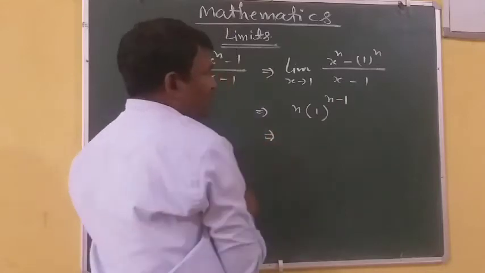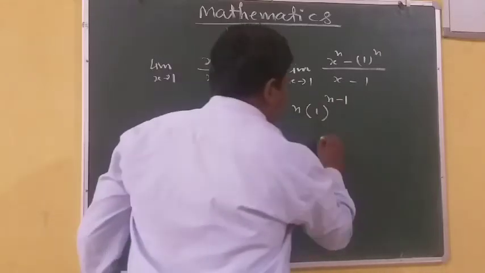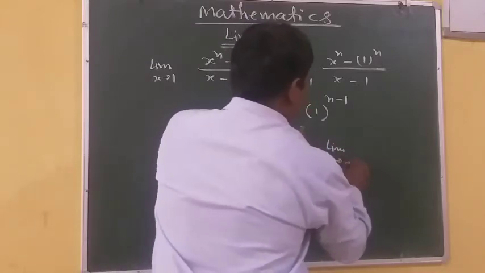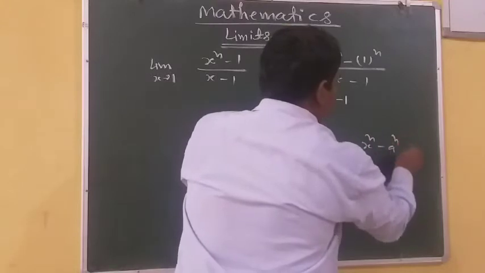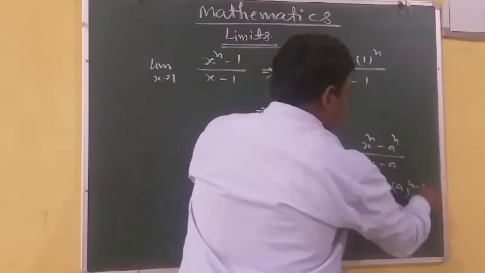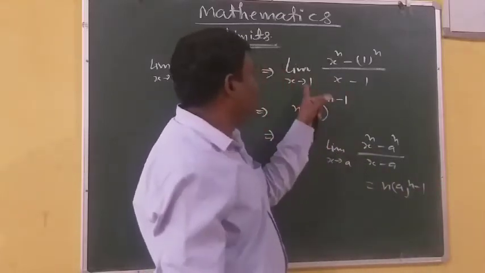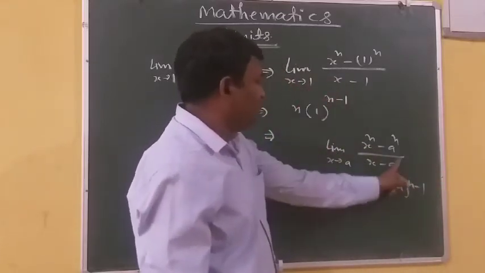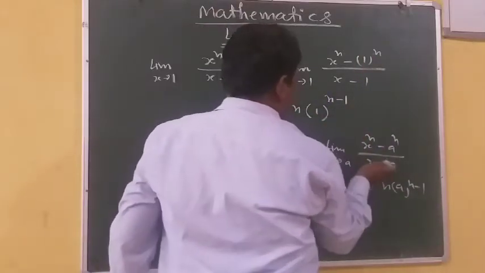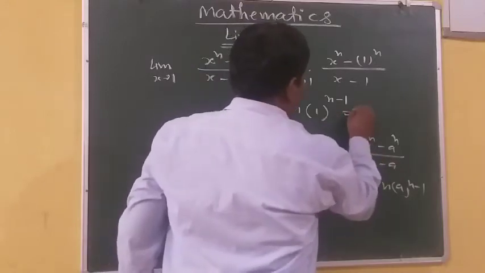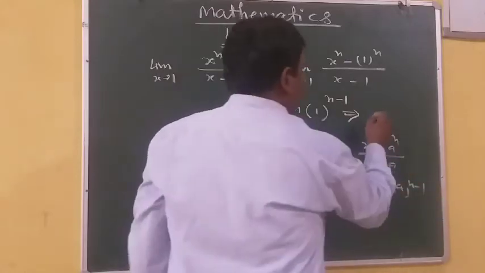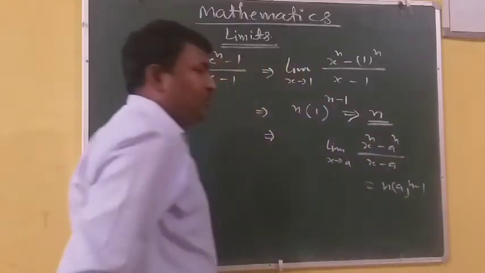So by the standard result, I am writing once again why I am writing it. Since you know limit x tends to a, (x power n minus a power n) upon (x minus a) will give you n, a power n minus 1. At the place of a here, 1. Only a is changed to 1, otherwise the rest of the thing is as in the question. So 1 power n minus 1 will give you 1. That's why n is your result. Okay, next question.